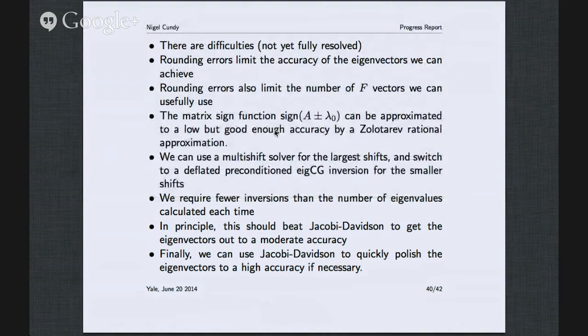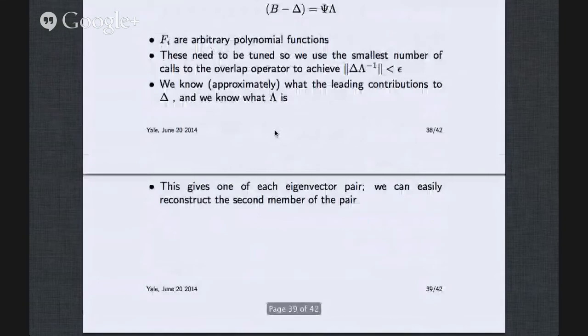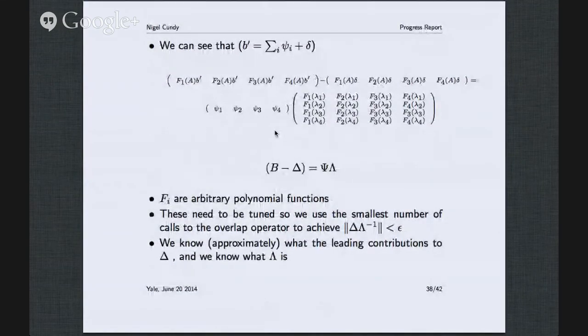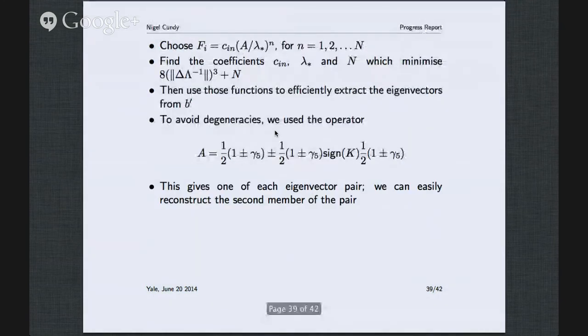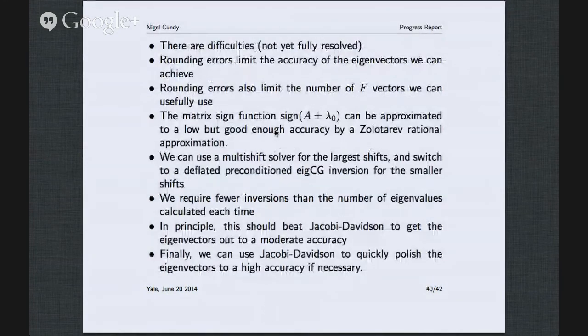There are some difficulties, most of which I haven't yet fully resolved. They're mostly associated with rounding errors, limiting both the accuracy of the eigenvectors we can achieve, and also this thing here. I'm having difficulties inverting this matrix because of rounding errors. The scale tends to be about, some elements of this about 1, other elements about 10 to the 16 on the simulations I'm using. That becomes difficult unless you use some more sophisticated floating point accuracy. So at the moment I'm limited to calculating about 10 eigenvectors at a time, which sort of messes up the point. So I'm still working on that.